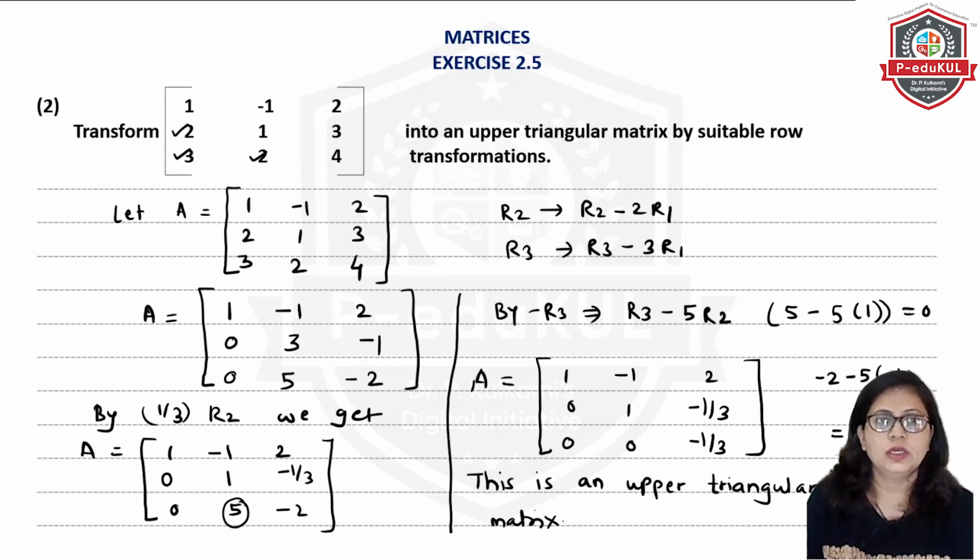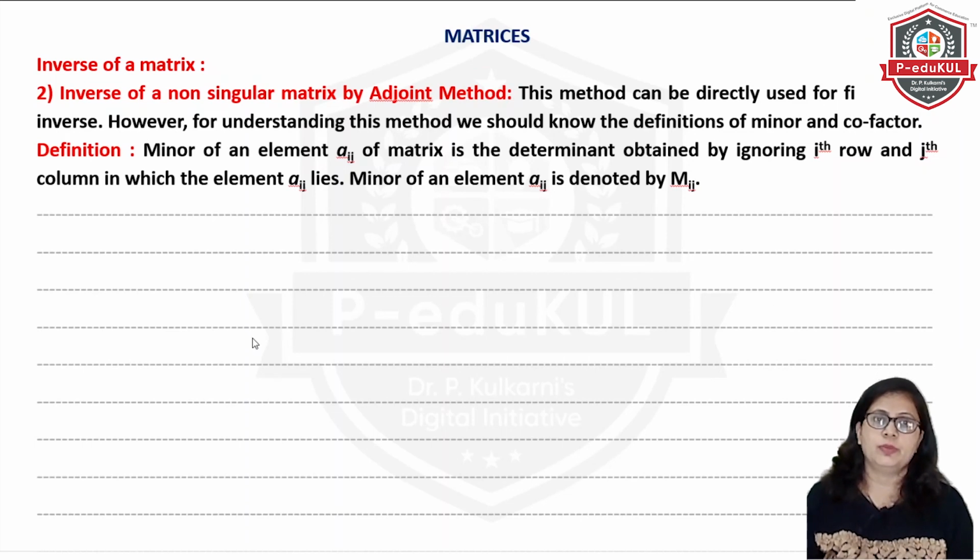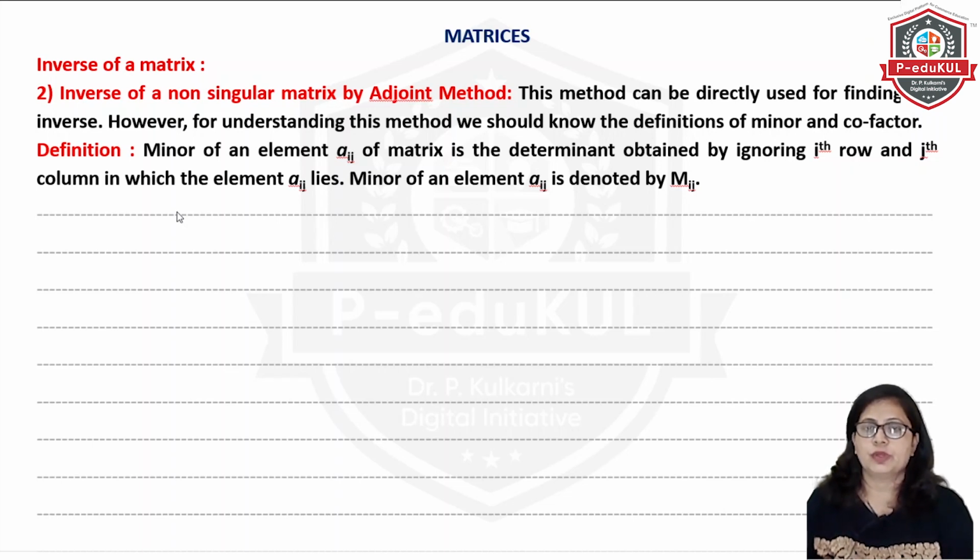So now we will learn the very important concept of the matrix, that is inverse of matrix. जैसे कि मैंने पहले बोला कि integers में या फिर rational numbers में when we do the multiplication and when we get the answer as 1, we call them multiplicative inverses of each other. Correct? तो यहाँ पे भी हमें matrix का भी पता है. So this method can be directly used for finding the inverse.